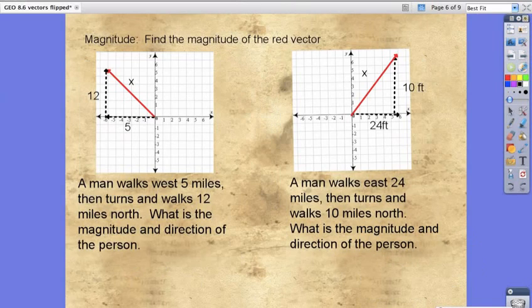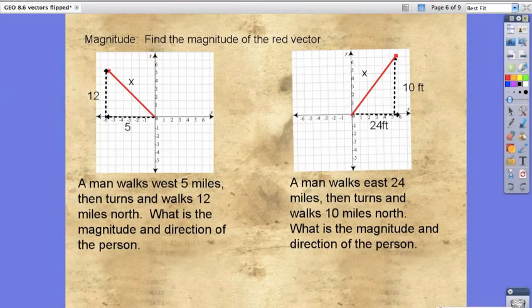So find the magnitude. Finding the magnitude of a vector is not too bad. The magnitude of a vector is the red vector. We're going to illustrate. It says a man walks west 5 miles. So you'll see we drew a dashed line going west 5 miles, so 5. Then he walks north 12 miles. What is the direction and the magnitude of the person? To be clear, they want the direction and the magnitude.